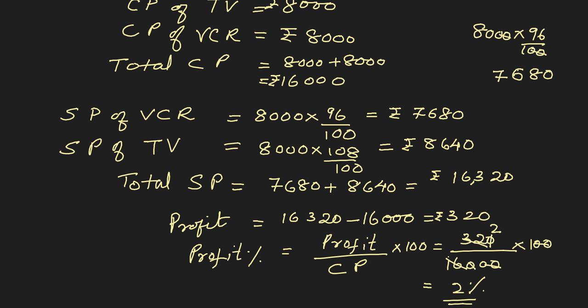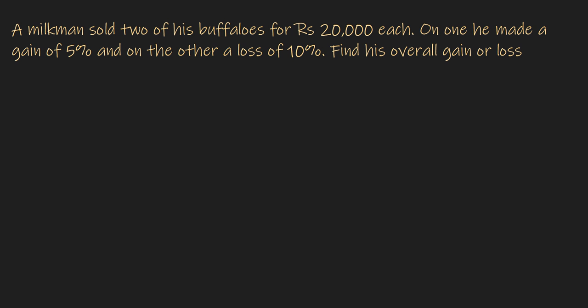Now look at the question number 7. Here is the seventh question from that exercise. A milkman sold two of his buffaloes for rupees 20,000 each. On one, he made a gain of 5%, on the other, a loss of 10%. Find his overall gain or loss.